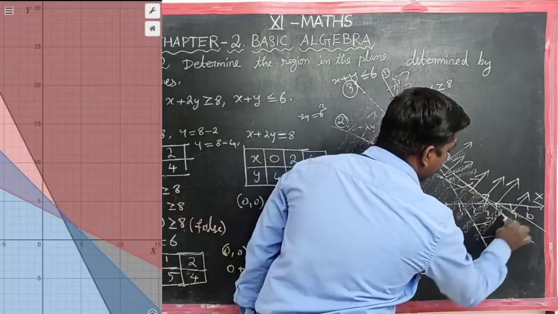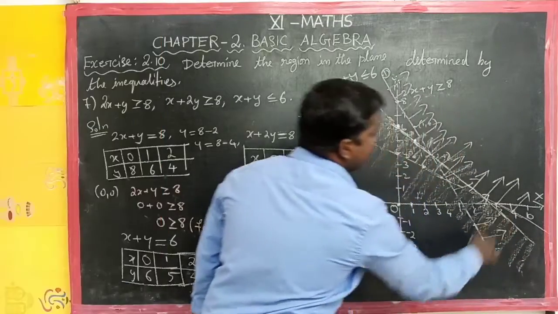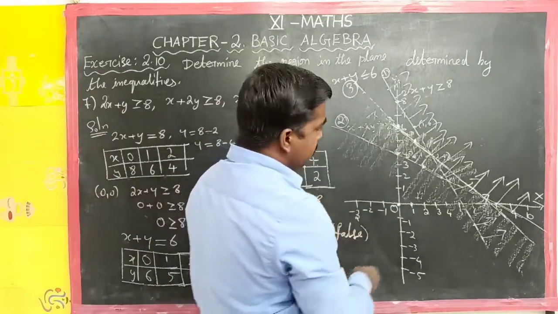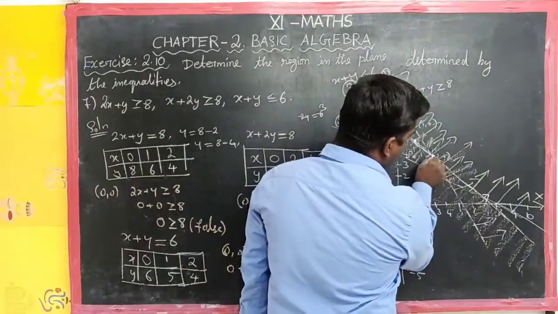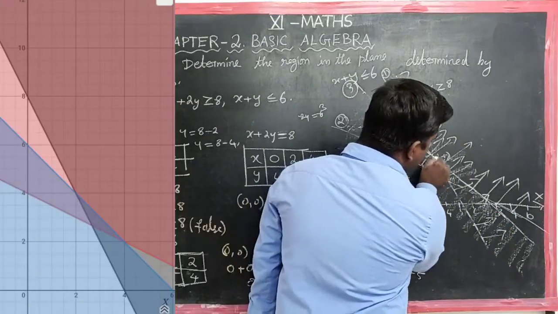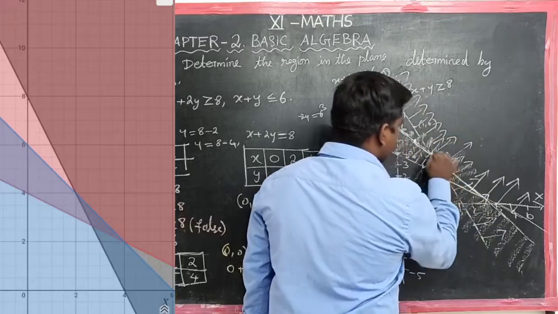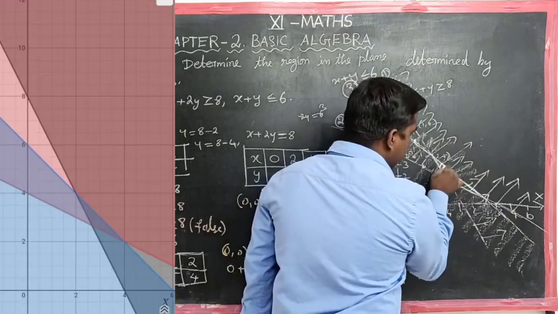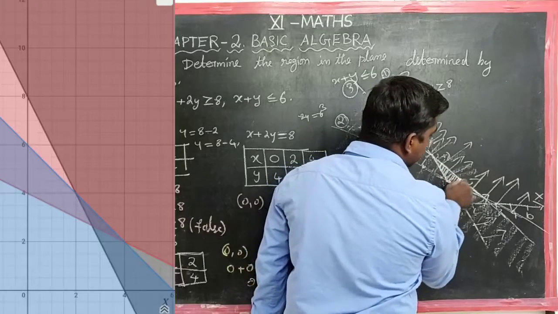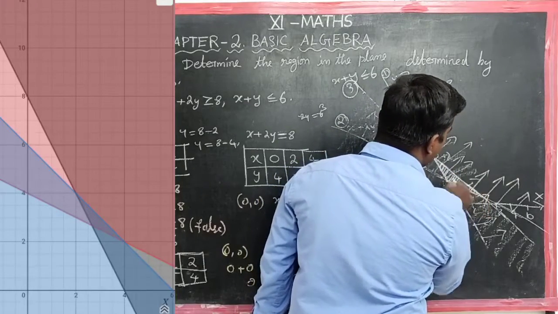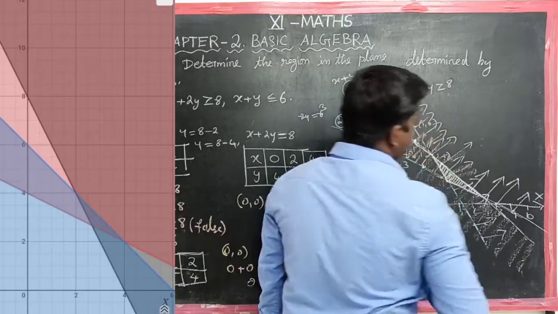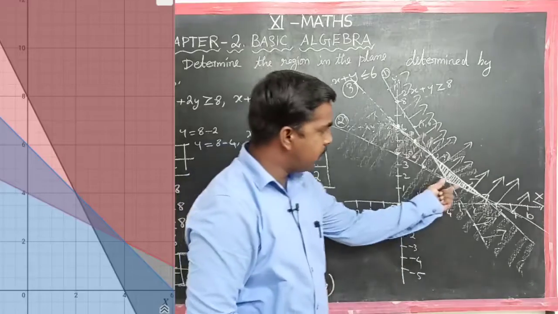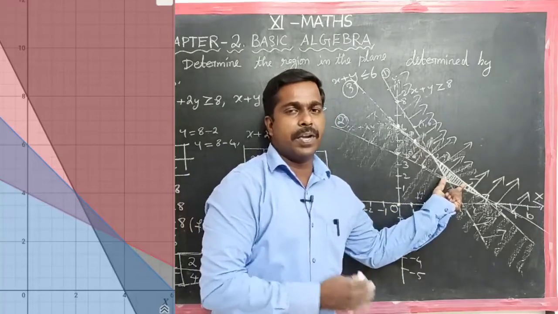Finally we have to conclude what is the common portion to all the regions enclosed by the 3 lines. What is the common portion? I think this must be the common portion. So here we have to shade. Finally this is the common region enclosed by the lines. So this is the required region in the plane.